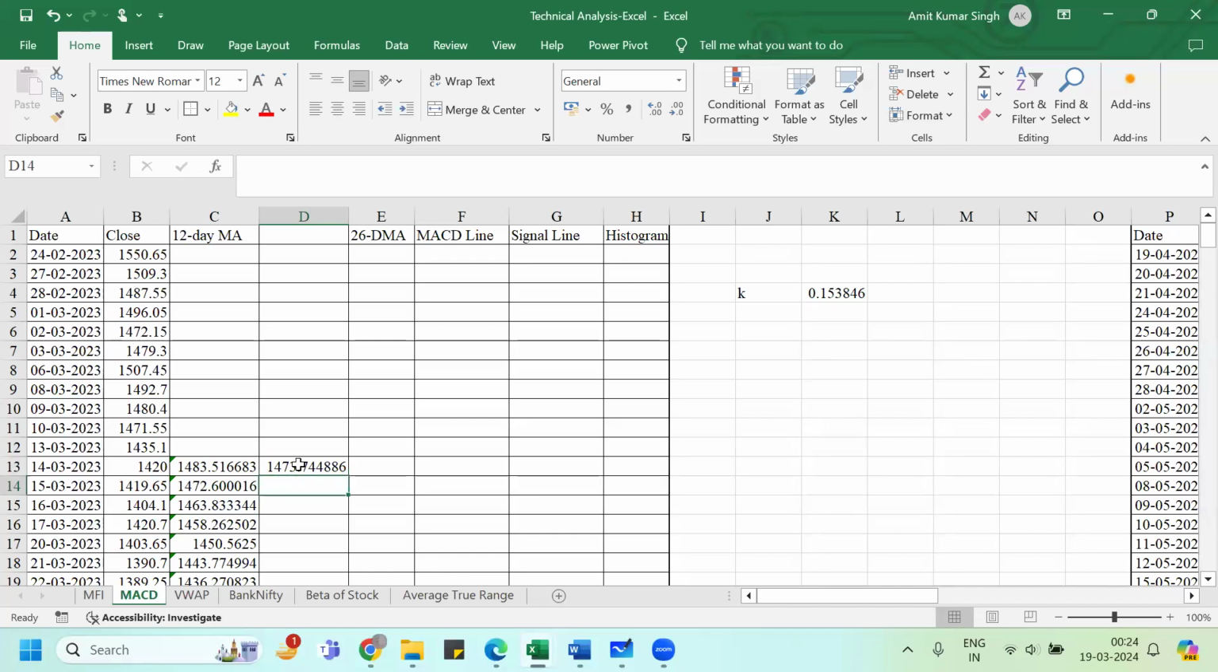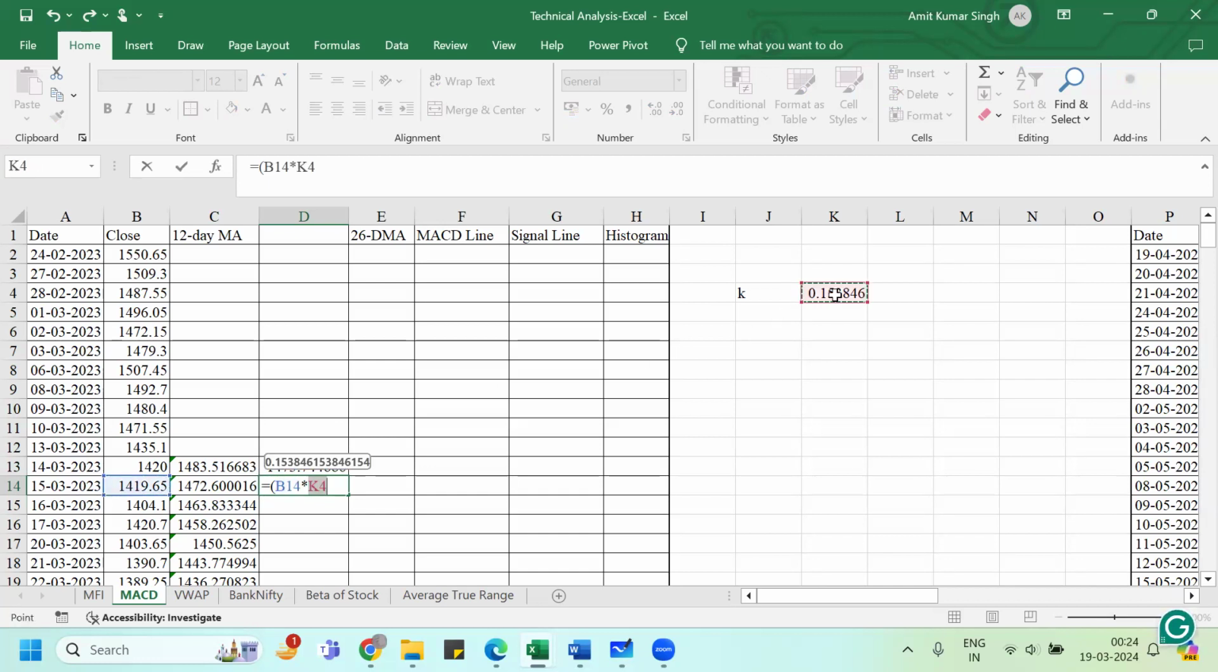Once I got today's exponential moving average, then for tomorrow's exponential moving average, like on 15th March, I could use today's closing price into this constant. I can fix this cell, then plus yesterday's exponential moving average would be this. Now I have yesterday's moving average data into 1 minus constant. 1 minus constant means K4, that again makes it constant, function F4.